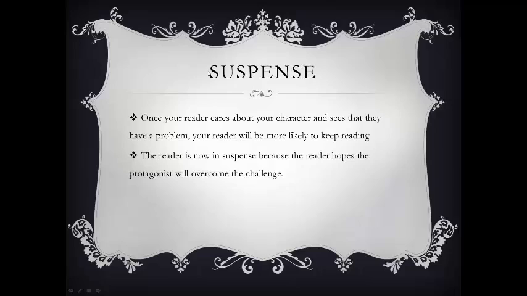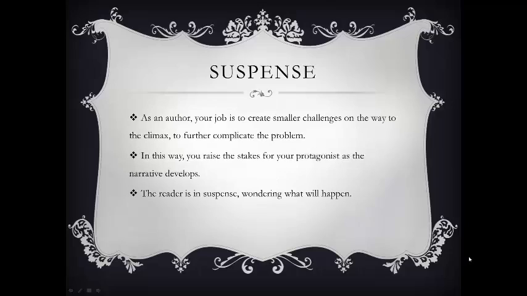Suspense is the phenomenon that happens when your reader is rooting for the character that the reader cares about now and feels like is a relatable, well-rounded character, and sees that the character has a problem and wants that problem to be solved for the character, but isn't sure if it's going to be solved for the character. So once your reader cares about your character and sees that they have a problem, your reader will be more likely to keep reading. The reader is now in suspense because the reader hopes the protagonist will overcome the challenge.